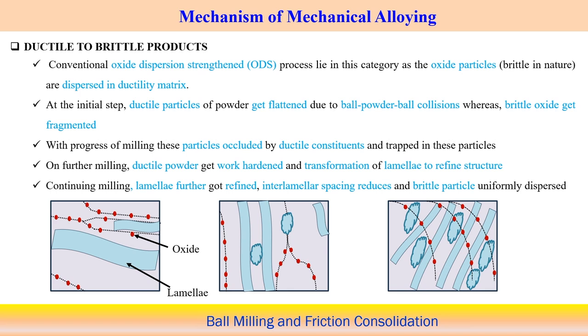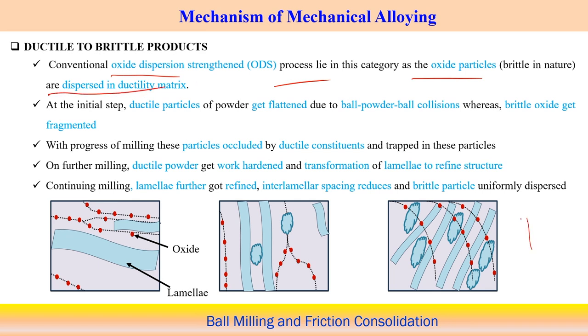Now if you analyze, suppose metal A and B are two different metals, one ductile and the other brittle. So how do they interact to form the mechanical alloying system? In this case, ductile-brittle usually means oxide dispersion strengthened particles, which lie in this category. We can say these are oxide particles, which are usually brittle in nature and are dispersed in the matrix.